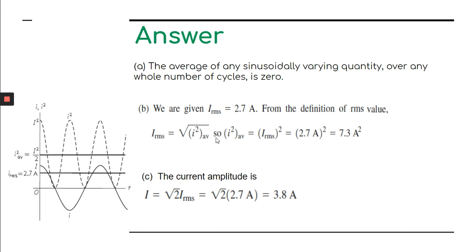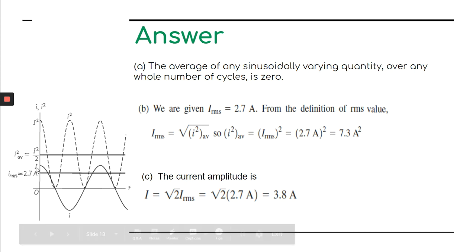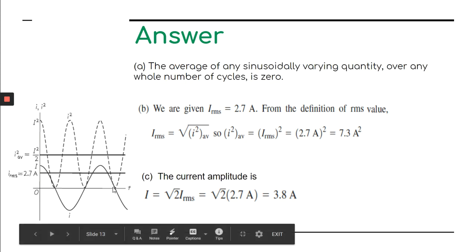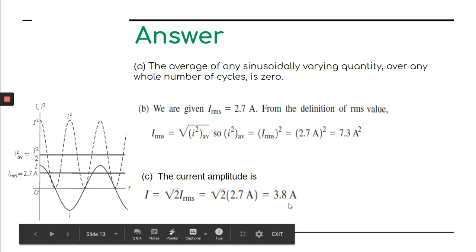And what is the current amplitude? You know that I_RMS is equal to I by root 2. So I is root 2 times I_RMS, which is 3.8 ampere. From this figure also it can be shown. This is the figure. This RMS value is given, and we are measuring this value. This peak value is 3.8 ampere. And this average value is I squared by 2, which is 7.3 ampere squared. The square of 3.8 ampere is the value here.